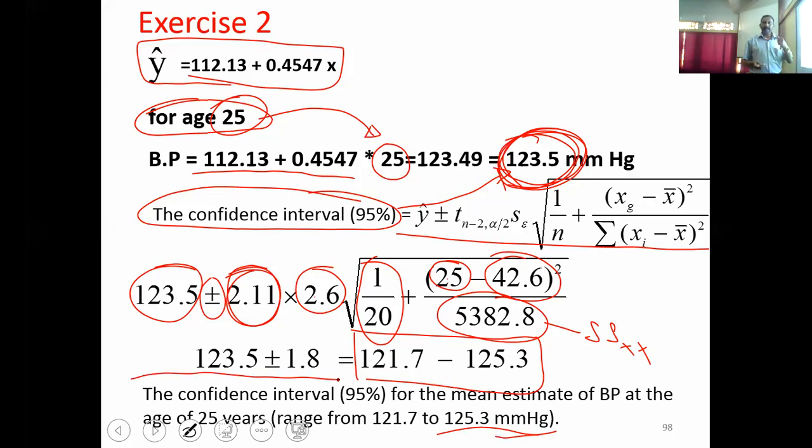Confidence interval for a predicted value. Any questions? So you first find out the predicted value. Now you find out the confidence interval for that predicted value, using the same formula. So you can find out the values from the earlier table and get the result.